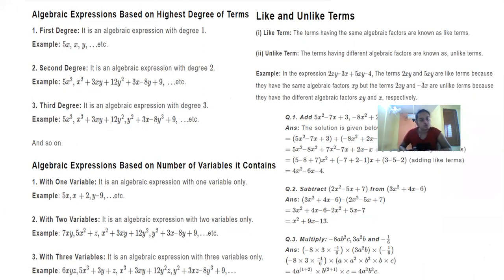2 are unknown, so it will be called a 2 variables polynomial. If you have 3 variables x, y, z, x cube plus y cube plus z cube, this is an example of a 3 variables polynomial which has the degree of 3.